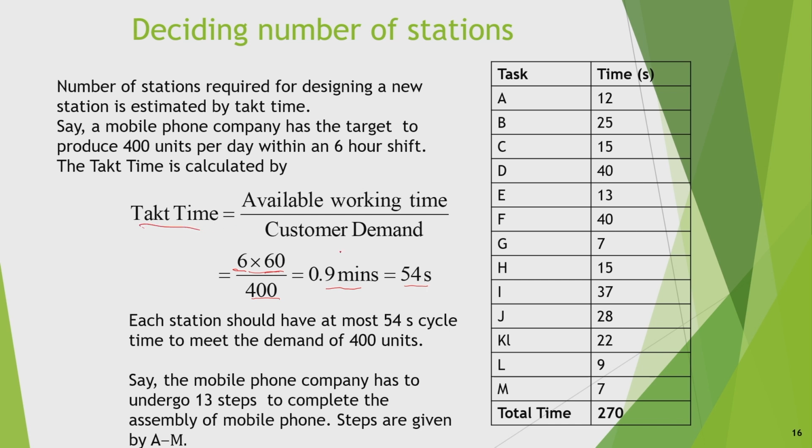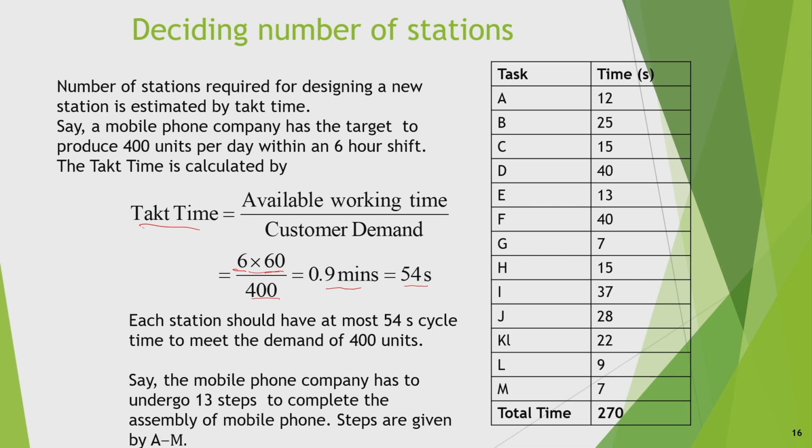So, takt time is 54 seconds. That means one unit should not take more than 54 seconds. So, each station should have at most 54 seconds to meet the demand of 400 units. I cannot have any station that takes 60 seconds, because in that case I will not be able to produce. I can have one station which takes only 50 seconds, then 4 seconds it will be idle, that is okay.